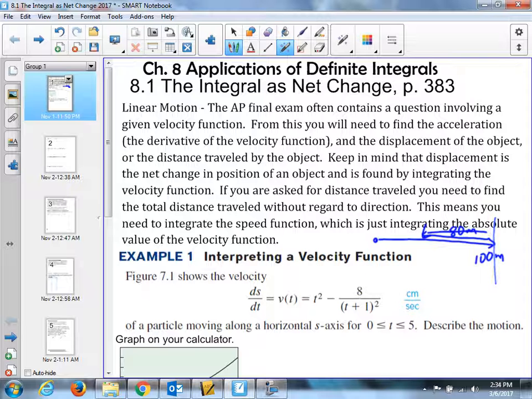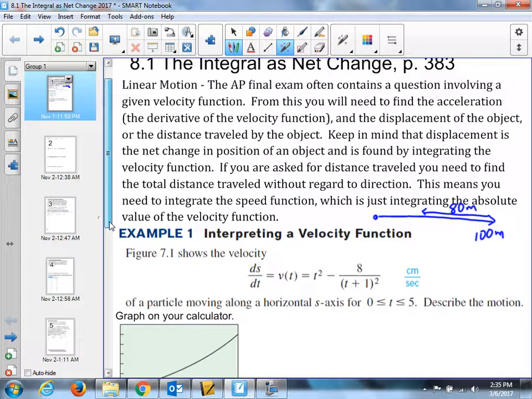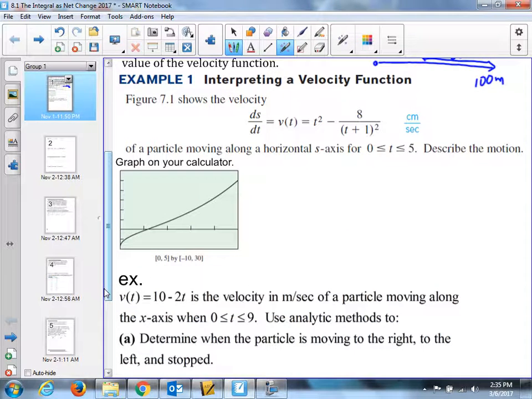So you'd have to find your zeros if you're doing this by hand, and calculate the area above and the area below the x-axis as two different chunks, and then add them together, absolute values, right? That's your total distance. Calculator is even easier, though. You just put the flat brackets around it. But let's just see here.